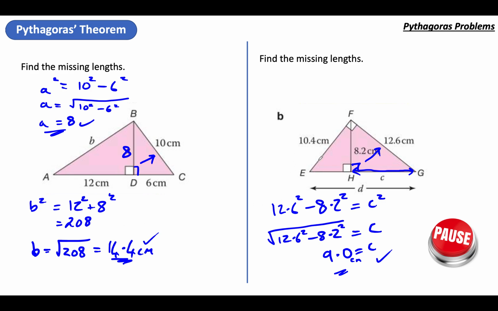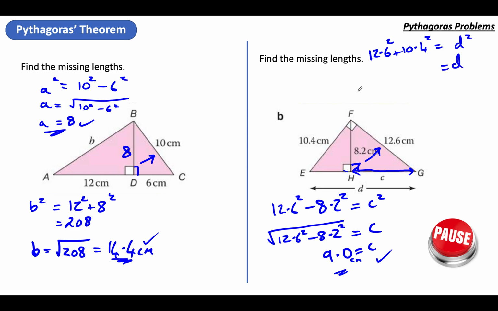Now D, if you notice, there's two ways you could do this. You could use this second triangle and these two lengths, 10.4 and 8.2, to find the length of EH and add that to C. But actually, if you notice, it's a right angle triangle with 12.6 as one short side, 10.4 as the other short side. Add them together, and that will be the same as D squared.